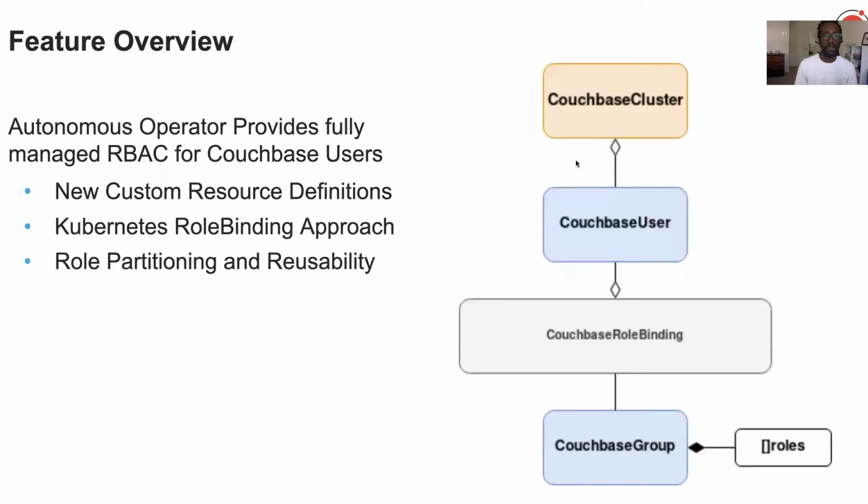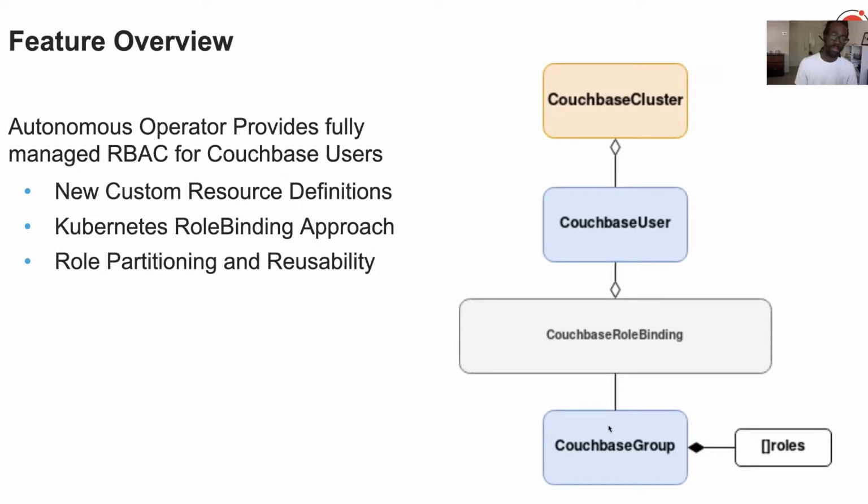So, feature overview here of some things that we've added to support fully managed RBAC. We've originally had our Couchbase cluster custom resource definition, CRD, and we've added a couple of more CRDs. So we added the Couchbase user, Couchbase role binding, and Couchbase group. So Couchbase role binding binds one or more users to a group, and the groups are associated with the roles.